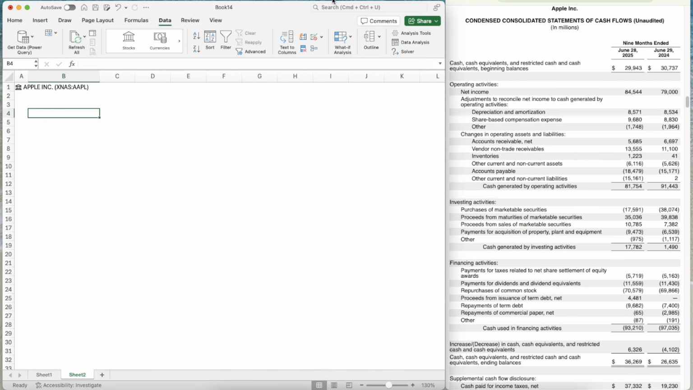Okay, so the WACC, the weighted average cost of capital, equals the percentage of equity multiplied by the cost of equity, plus the percentage of debt multiplied by the cost of debt, multiplied by 1 minus the tax rate.